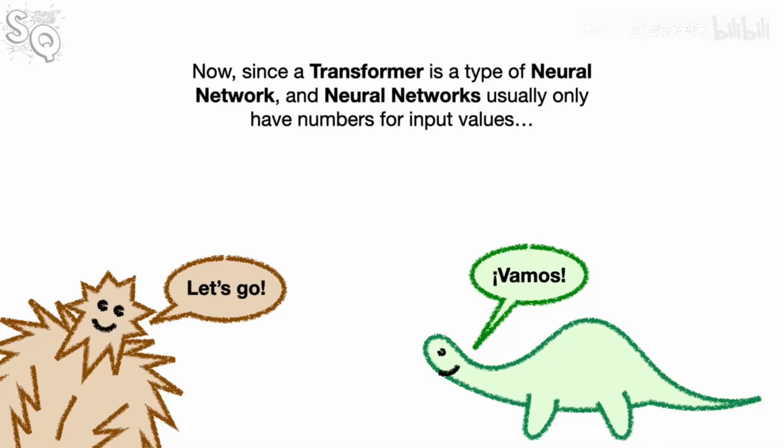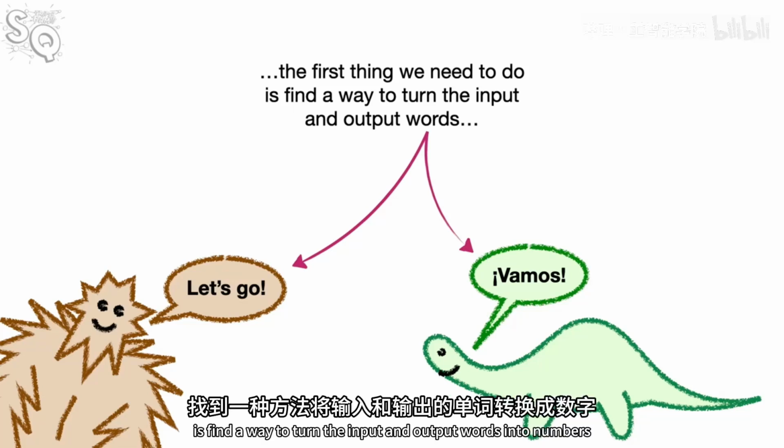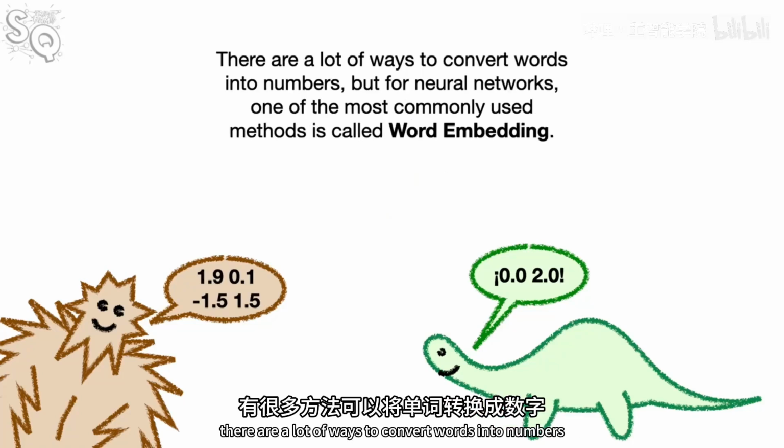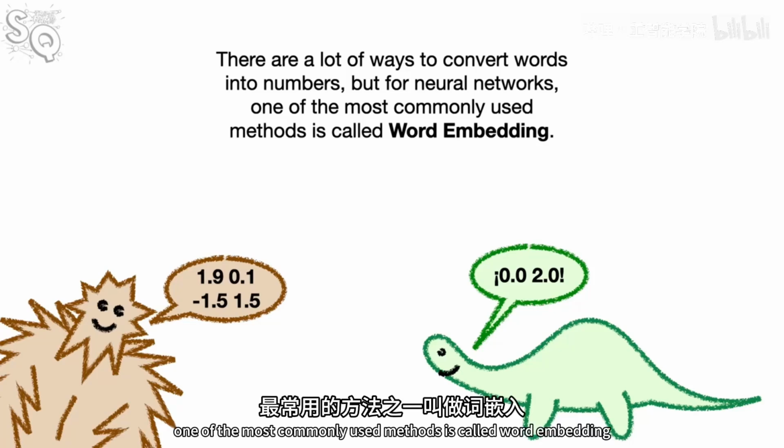Now, since a transformer is a type of neural network, and neural networks usually only have numbers for input values, the first thing we need to do is find a way to turn the input and output words into numbers. There are a lot of ways to convert words into numbers, but for neural networks, one of the most commonly used methods is called word embedding.